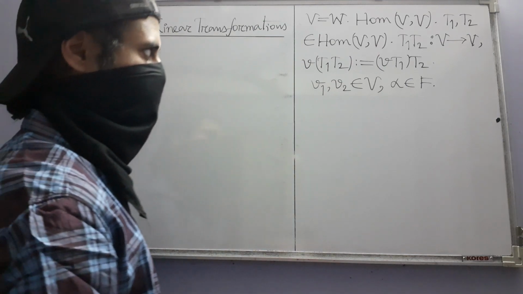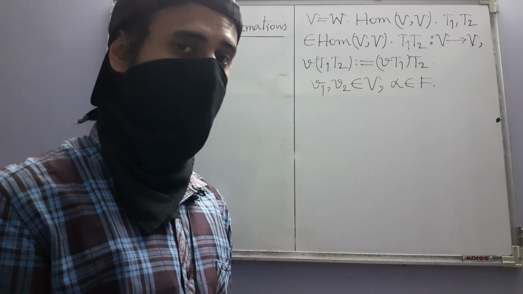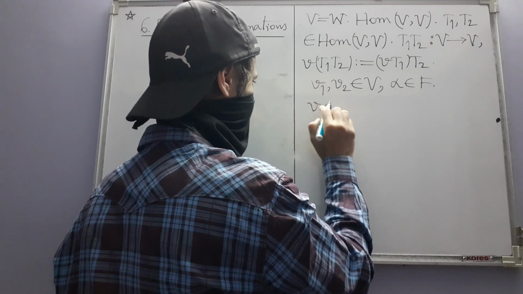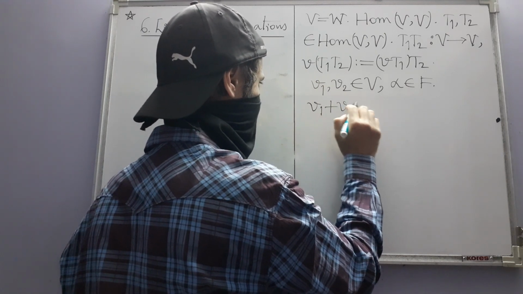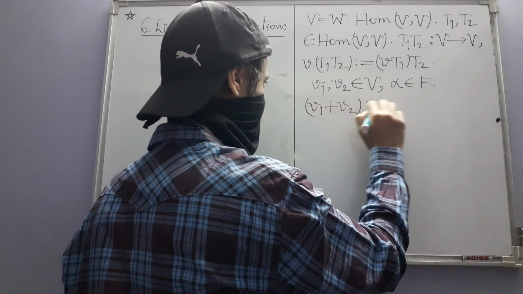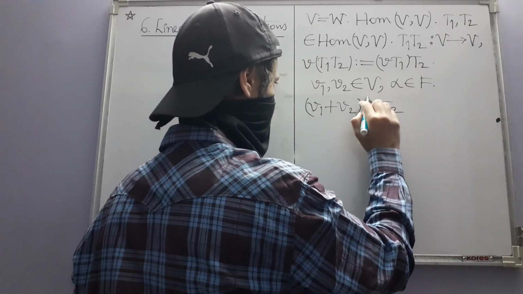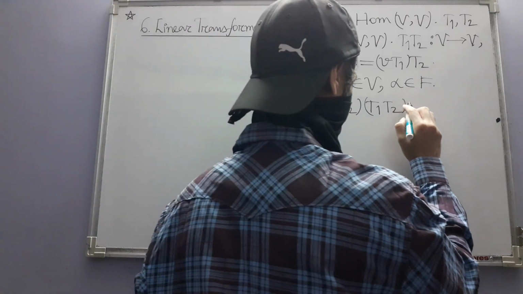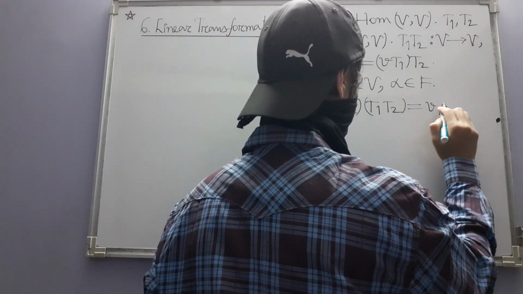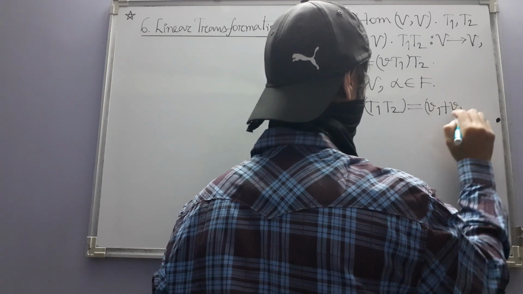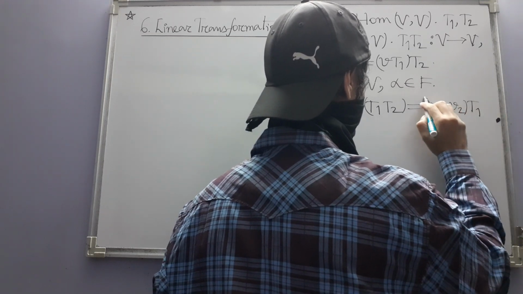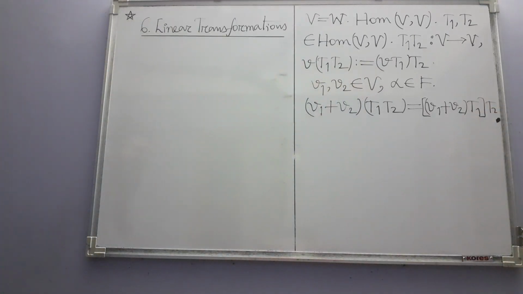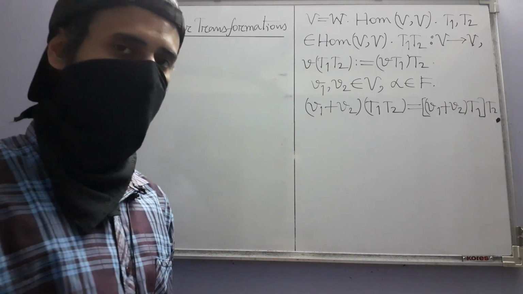So first we have to show that T1 T2 respects addition, or preserves addition. So let's see what happens when we apply T1 T2 to the vector V1 plus V2. By definition, first we will apply T1 on that, and then on the result we are going to apply T2. That is the meaning of composition.